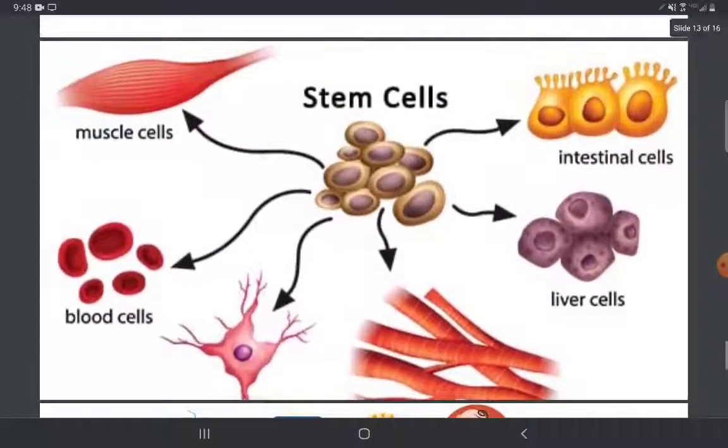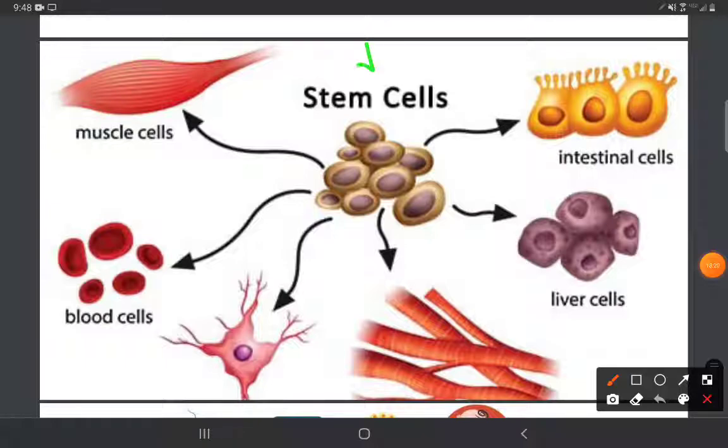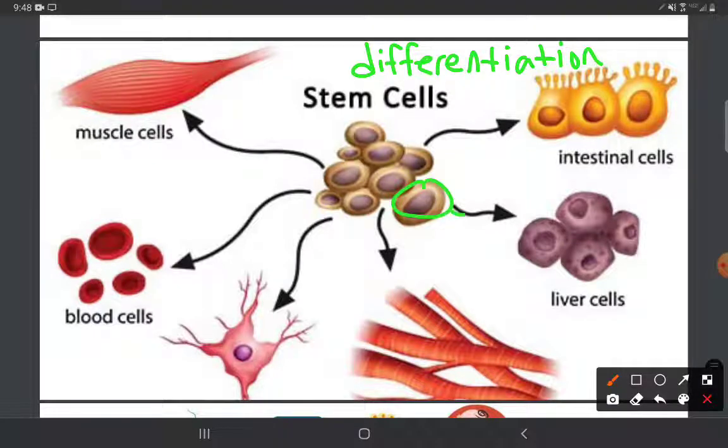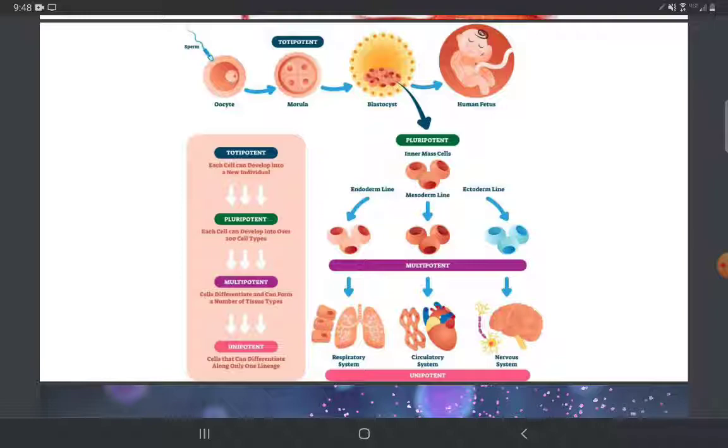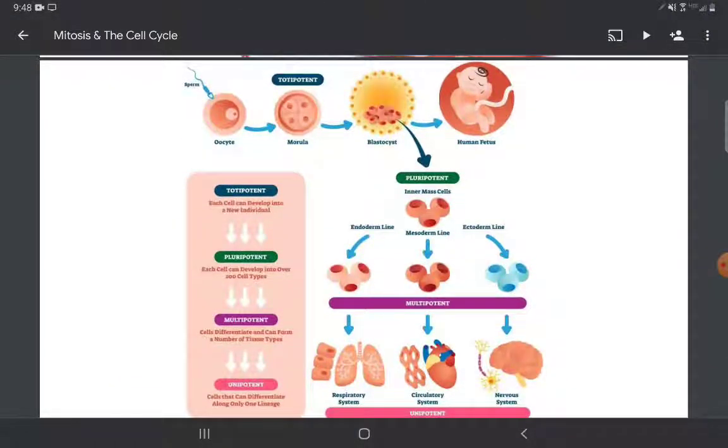Okay, now let's talk about what happens after division. Sometimes we do differentiation. Differentiation is the process by which one cell can become many other different types of cells. We call these cells, which have the capability to become other cells after mitosis, stem cells. There are different levels to stem cells. Some can become more than others.